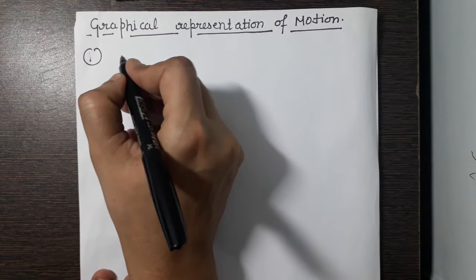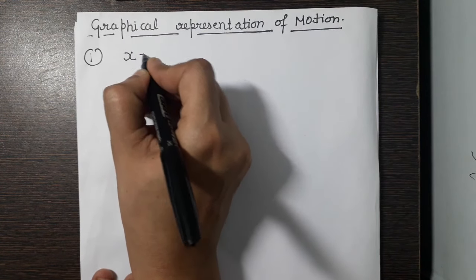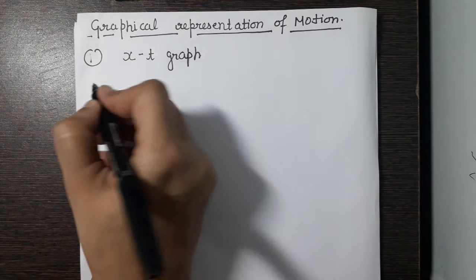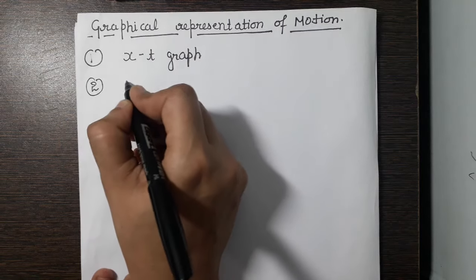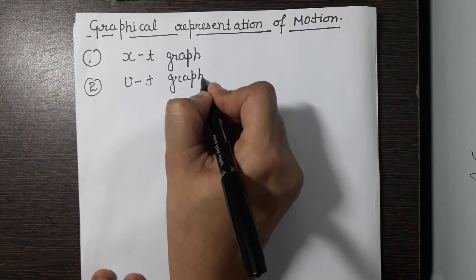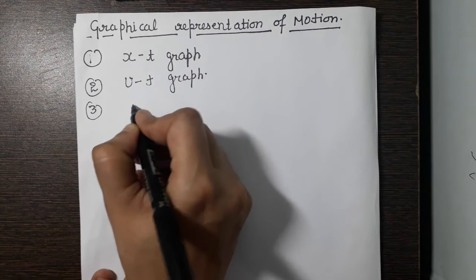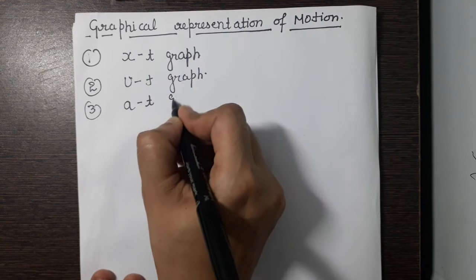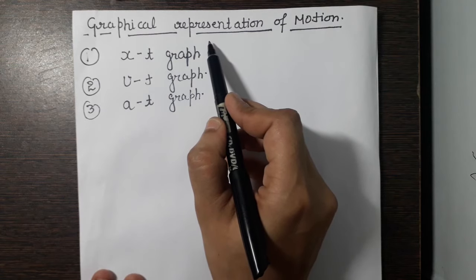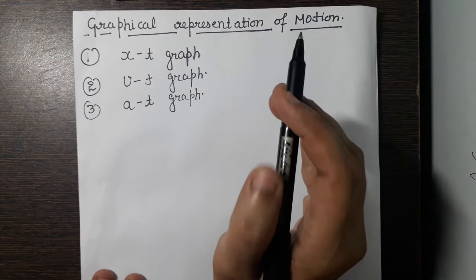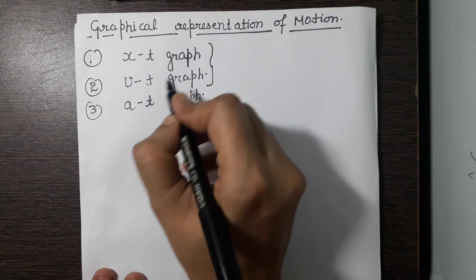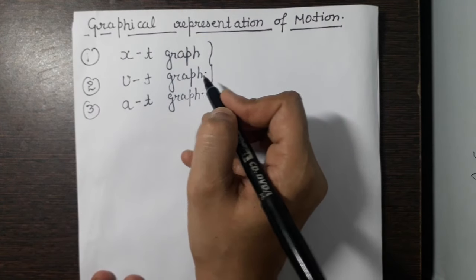First graph is position time graph, that is we can say xt graph. Second graph is velocity time graph, that is VT graph. And third graph is acceleration time graph. So these are three types of graphs which we use to represent the motion. But here today we will discuss these two types of graph, xt graphs and velocity time graphs.